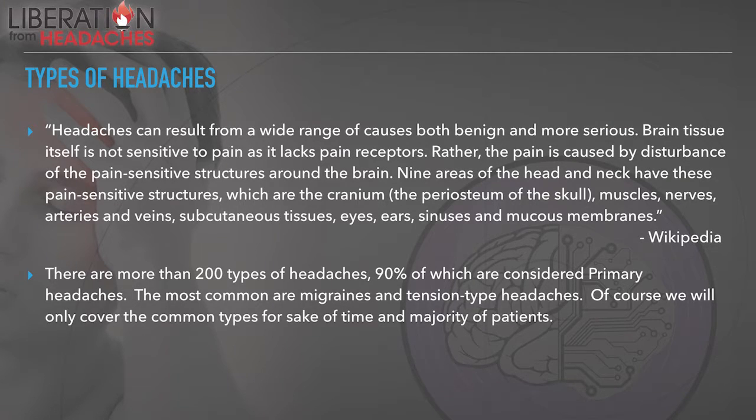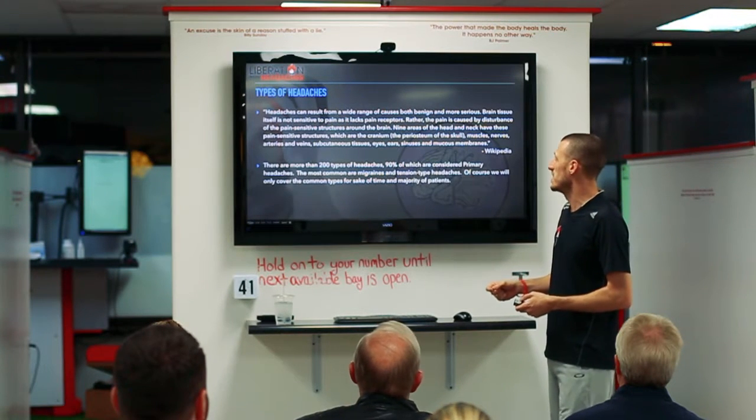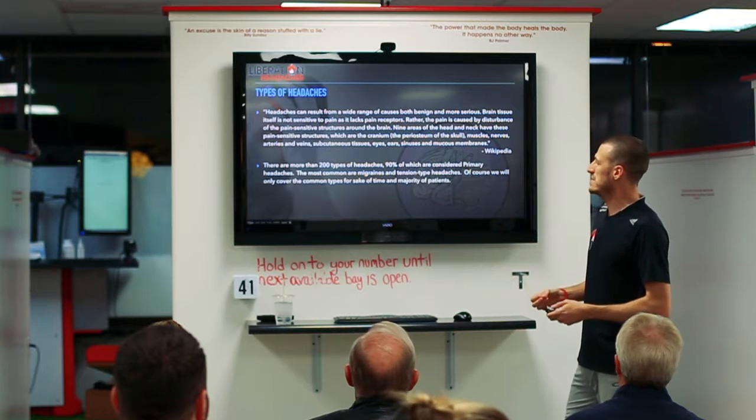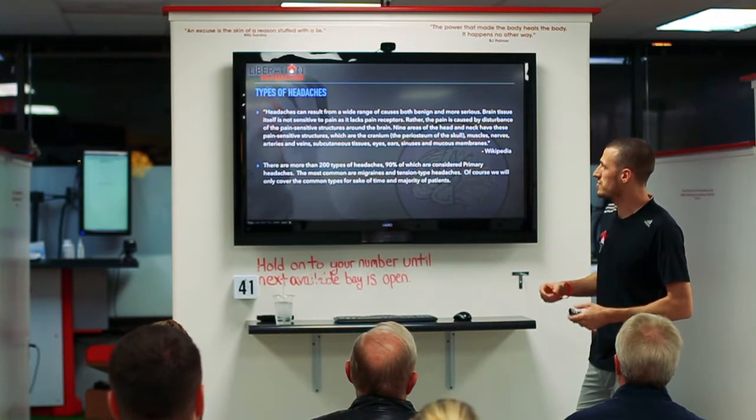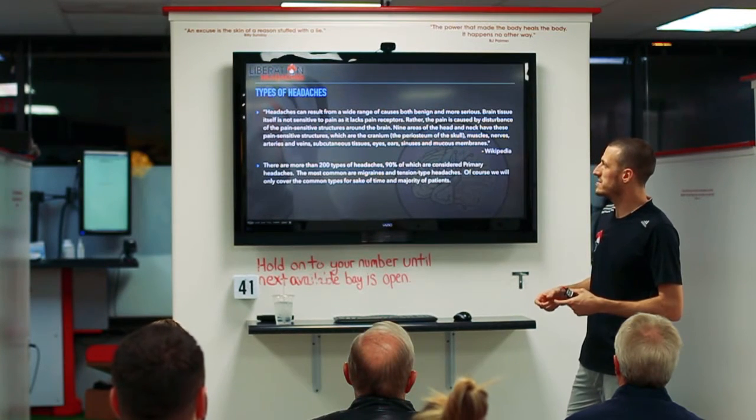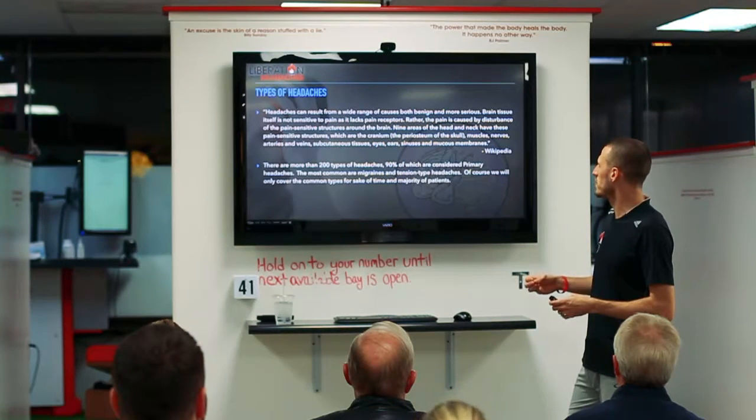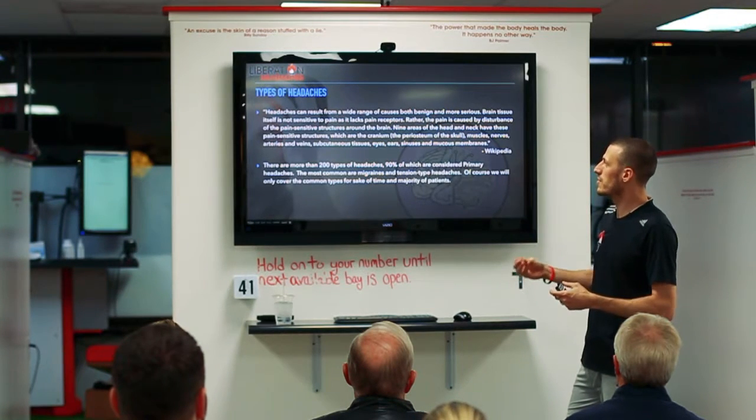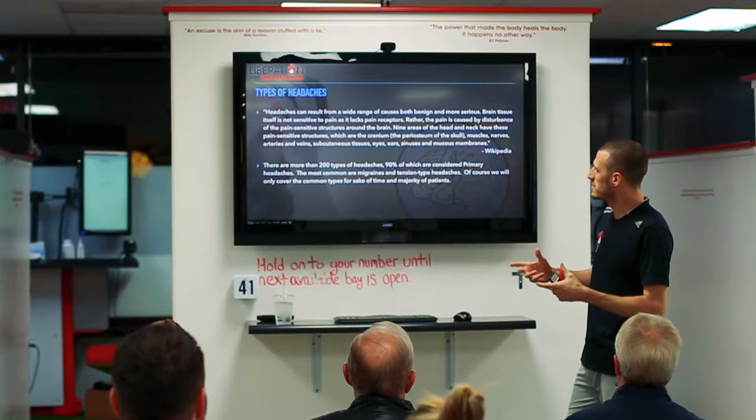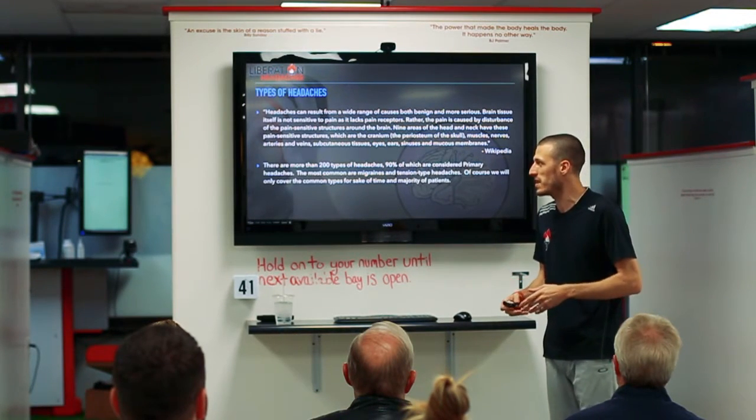Headaches can result from a wide range of causes, both benign and more serious. Brain tissue itself is not sensitive to pain as it lacks pain receptors. Rather, the pain is caused by disturbances of the pain-sensitive structures around the brain. Nine areas of the head and neck have these pain-sensitive structures, which are the cranium, the periosteum of the skull, the muscles, nerves, arteries, veins, subcutaneous tissues, eyes, ears, sinuses, and mucous membranes. So that's all from Wikipedia.